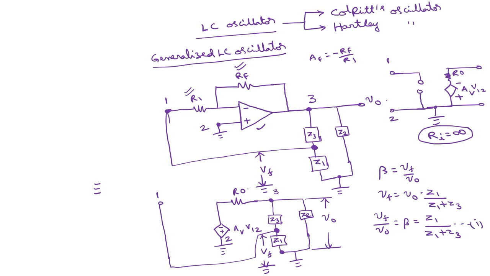Then what about this output voltage V0? The overall gain Av is given by V0 by V12. So first of all, in terms of V12, what is V0? You can see that this voltage Av into V12 is the total voltage between this point and ground. There is a resistance here, and there will be a parallel combination of the impedances, and we are taking the output across this parallel combination. Let us call this parallel combination ZL.